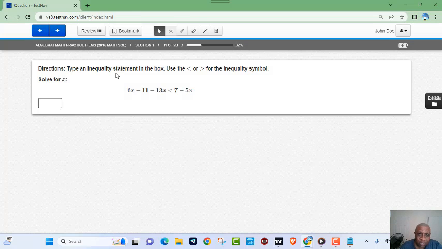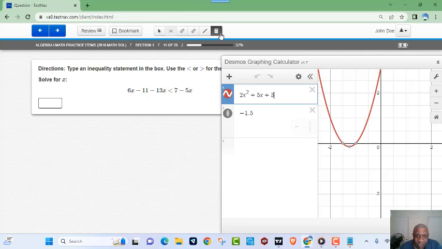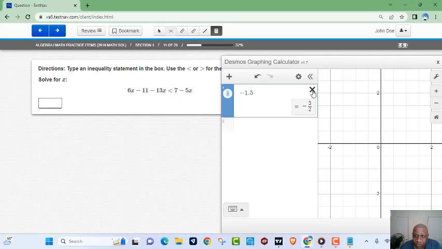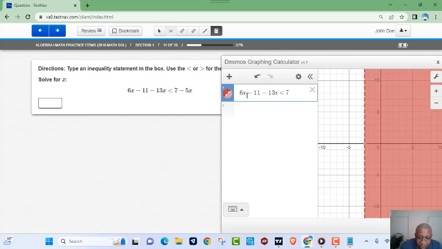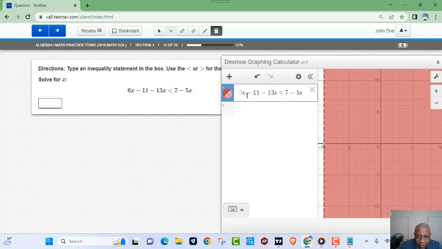Okay, type an inequality statement in the box. Use the less than or greater than for the inequality symbol. Solve for x. Let's bring this up in Desmos here. Let's clear out this previous info. Put this back to home. All right, what do we have? We have 6x minus 11 minus 13x is less than 7 minus 5x.